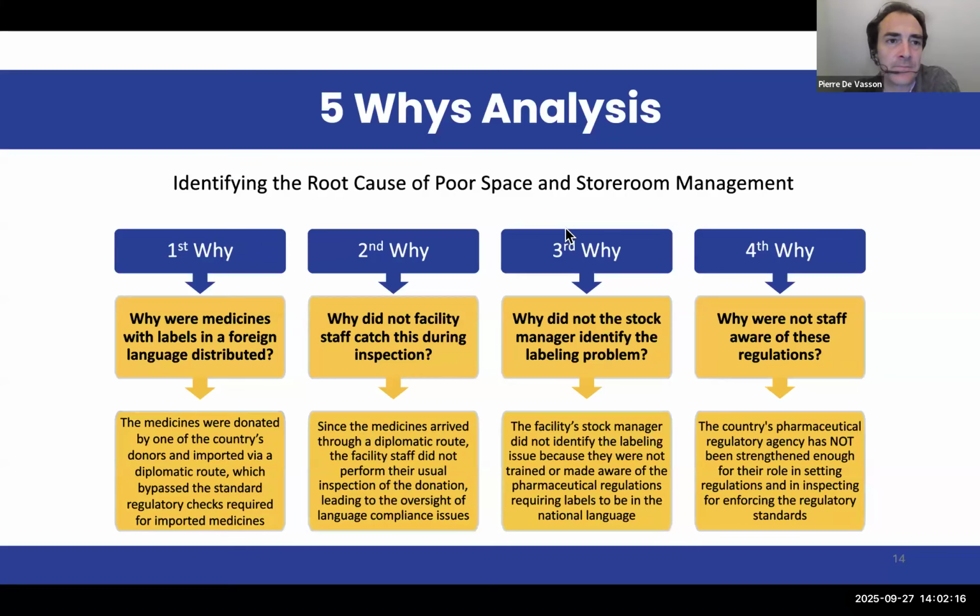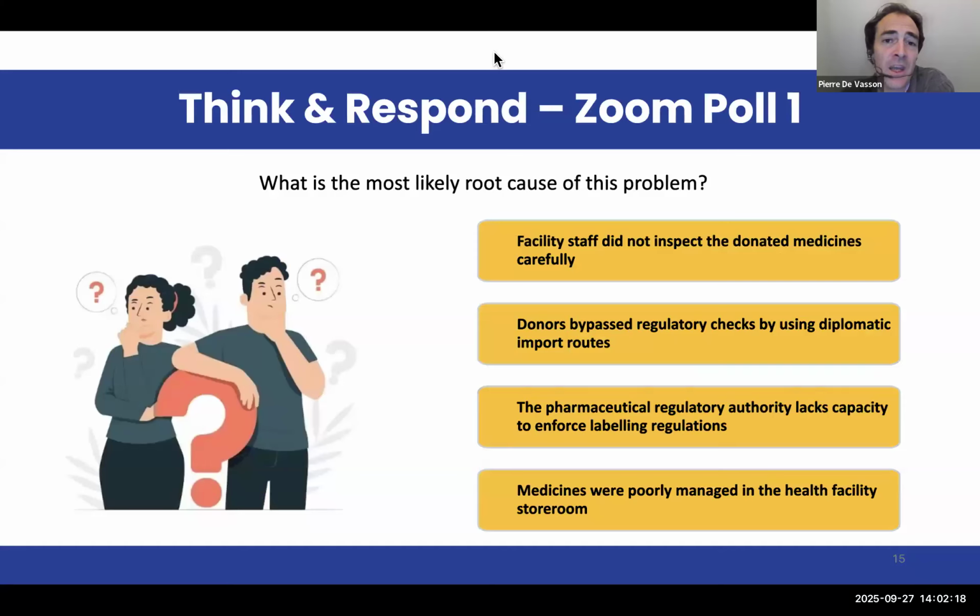Next slide, Cheryl, please. And now, Shreya, I believe there's a poll here. So you will see a questionnaire prompted in the Zoom, and we will ask you to answer the question: what is the most likely root cause of this problem? So this is basically the fifth why of this exercise.